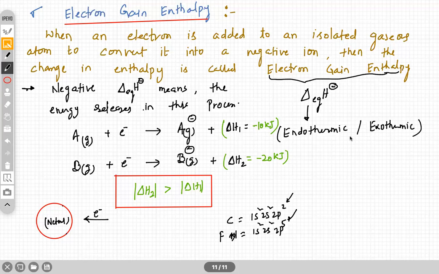On the other hand, noble gas has large positive electron gain enthalpy, because the electron has to enter into the next higher shell.